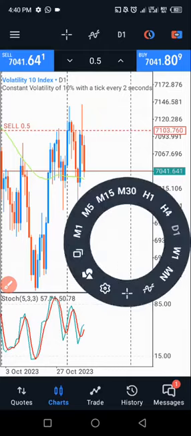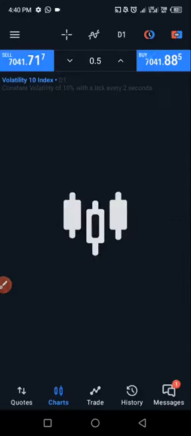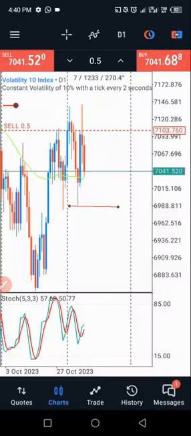Alright, so remember that my target is here. Okay, my target is here because price took a buy from this initial point here and went up. Okay, and went up.